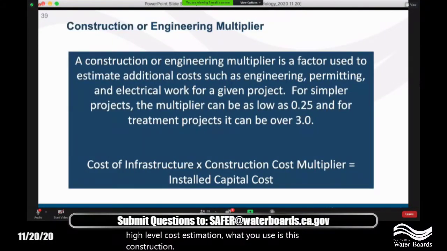So for a simpler project, the multiplier can be as low as 0.25. And for treatment projects, we're over 3 for some of them that we'll be going over. How those construction multipliers are used is pretty simple. It's the cost of infrastructure times the construction cost multiplier, and that gives us an estimated installed capital cost. So you'll see that Craig's presenting the installed capital cost in many of his slides, and this is how we arrived at that installed capital cost estimate.